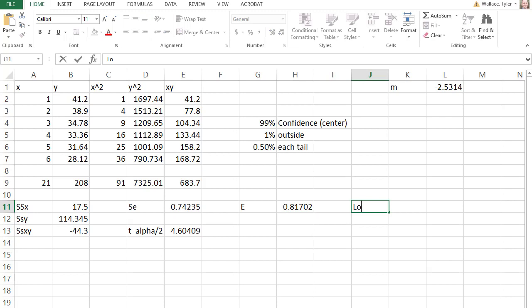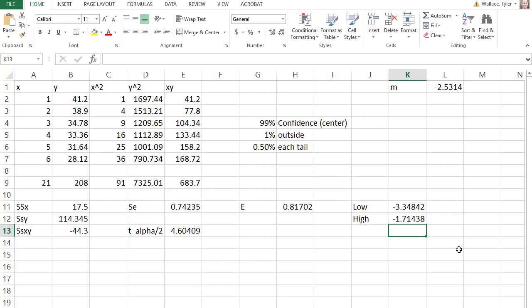We're ready now to find the low and high values for our confidence interval. For the low value, we'll take our slope and subtract the error. And for the high value, we'll take our slope and we'll add the error. And so we can now say that we are 99% confident that the slope of the regression line is between negative 1.71 and negative 3.35.